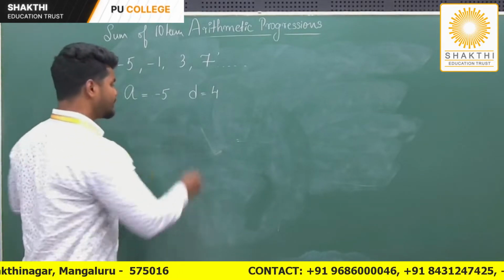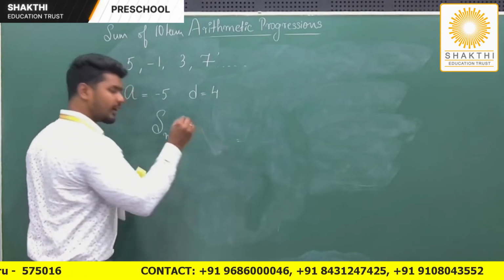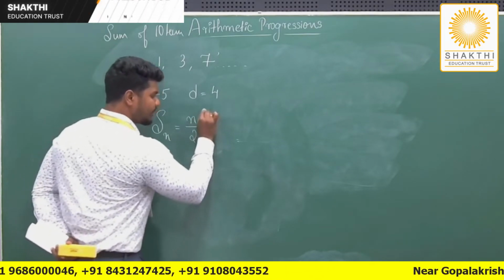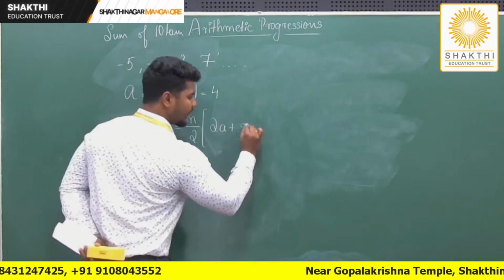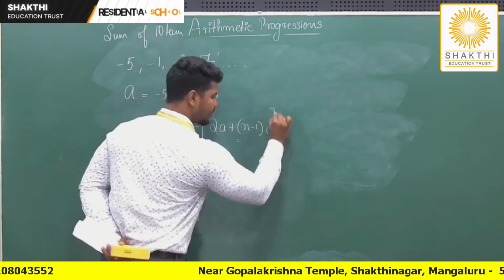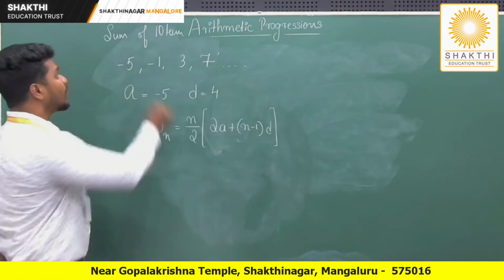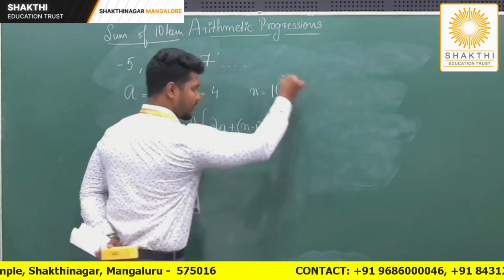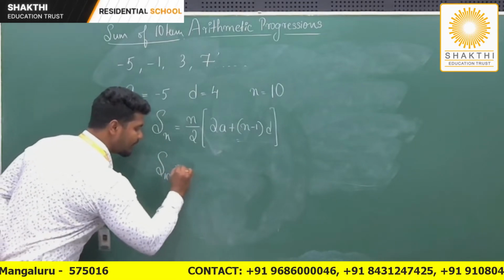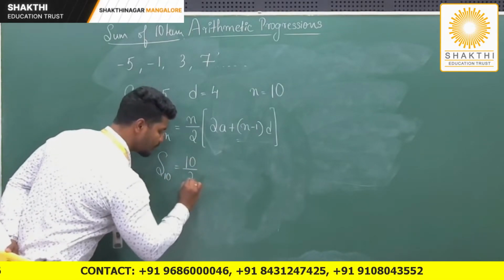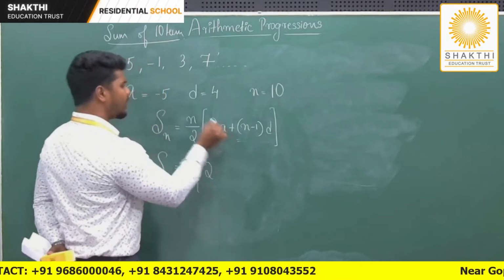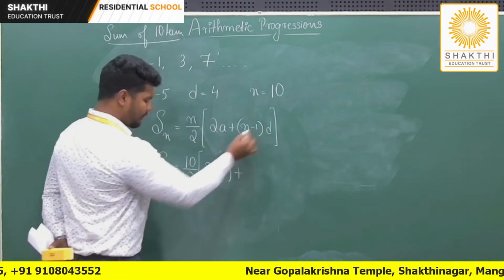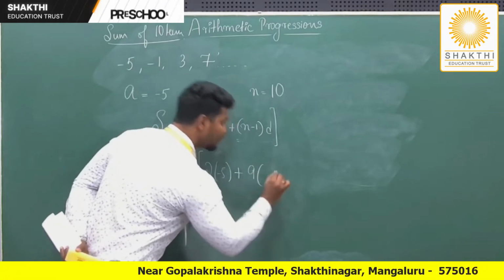With A equal to minus 5 and D equal to 4, now substituting in the sum of n terms, as I have told you, Sn is denoted by n by 2 into 2A plus n minus 1 into D. We have to find the sum of 10 terms, so we substitute n is equal to 10. Hence S10 will be equal to 10 by 2 into 2 into the value of A, which is minus 5, plus n minus 1, that is 10 minus 1, which is 9, into D, that is 4.